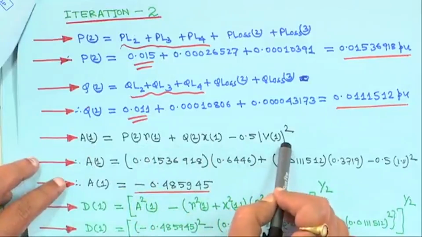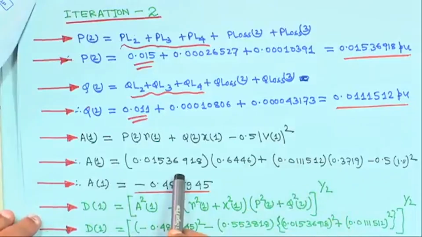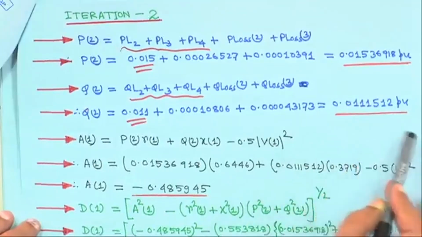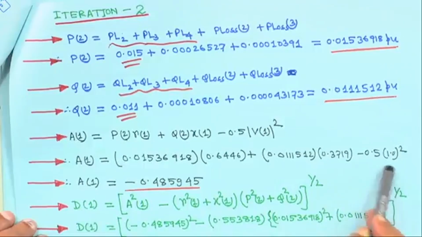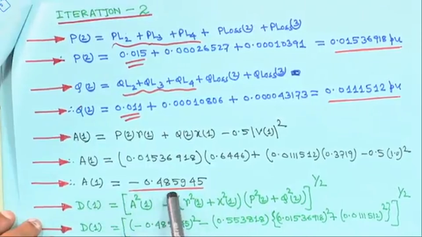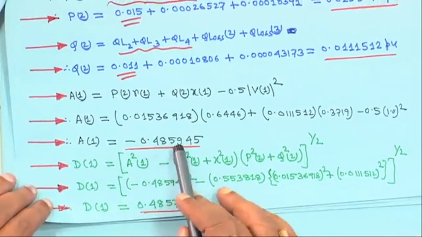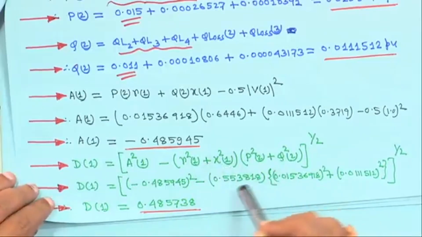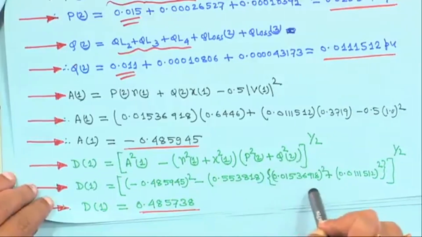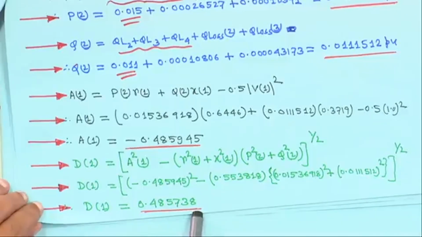Similarly, again from the same equation you calculate A1 is equal to P2 R1 plus Q2 X1 minus 0.5 V1 square. V1 is always 1 because it is the slack bus, its voltage magnitude is 1. Now you have got P2 and Q2, so put everything here and you will get A1 equal to minus 0.485945. Similarly, you calculate D1. You have got the new value of A1, and R1 square plus X1 square is constant, it was there already, 0.553818, and here P2 square plus Q2 square to the power half. So, D1 will come 0.485738, right.